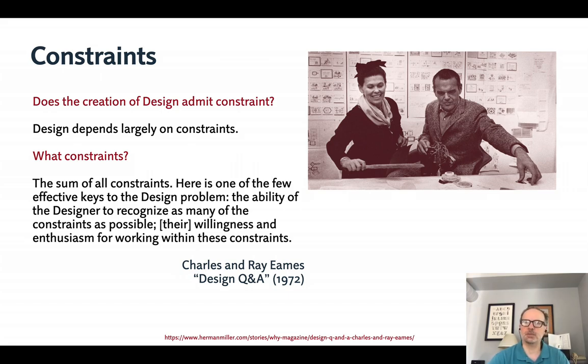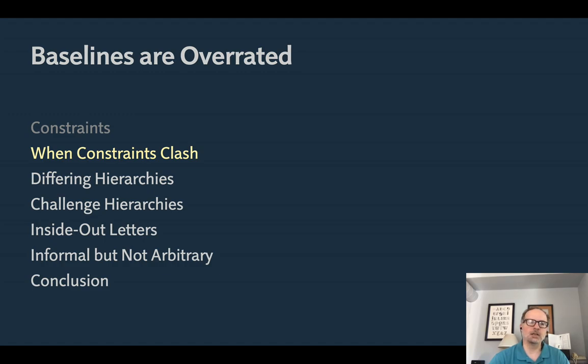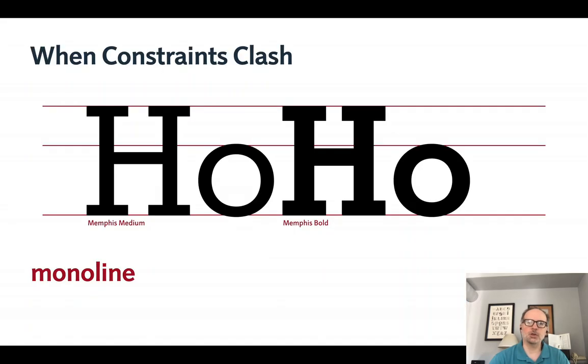So this idea of constraints as being central to design really has stuck with me. And one of the things I've been thinking about is what do you do when constraints clash, when you have a kind of contradiction in what the design wants to be. And for an example of that within the world of type design, I thought we could look at an example of a monoline face. And my example here is Memphis, designed by Rudolf Wolff in 1929. This was a kind of a serif version of Futura, which was really big at the time.